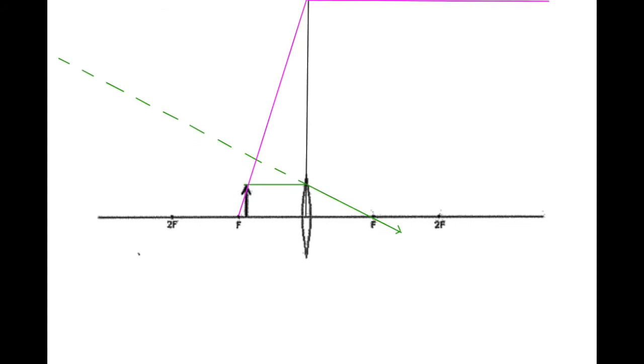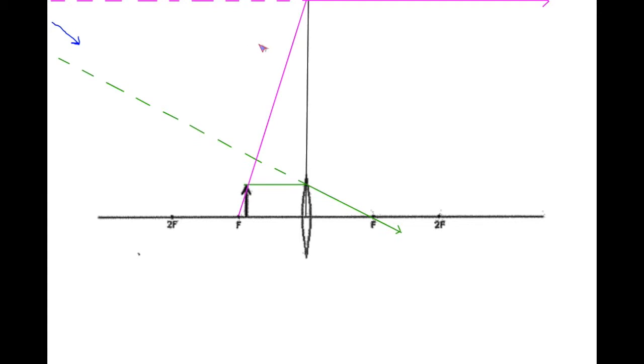And then it's going to go horizontal off to the right and horizontal off to the left. And the part going off to the left is actually going to be dotted because, again, that's not really where the light is going. I just need it to find my image. Now, I know these lines are going to meet somewhere off the page, but I'm not actually going to be able to draw my image.